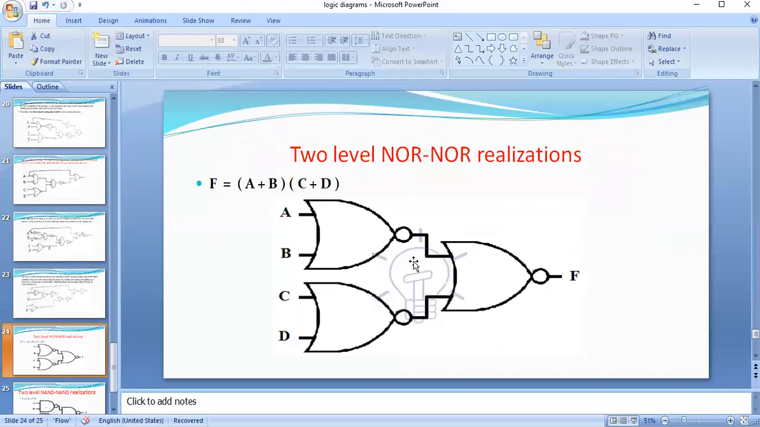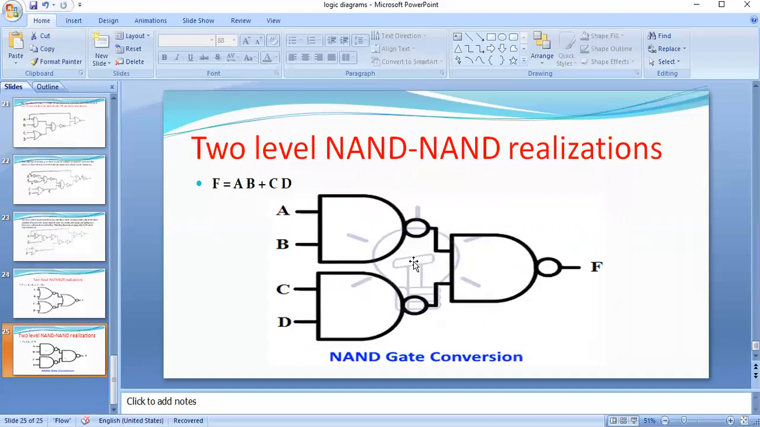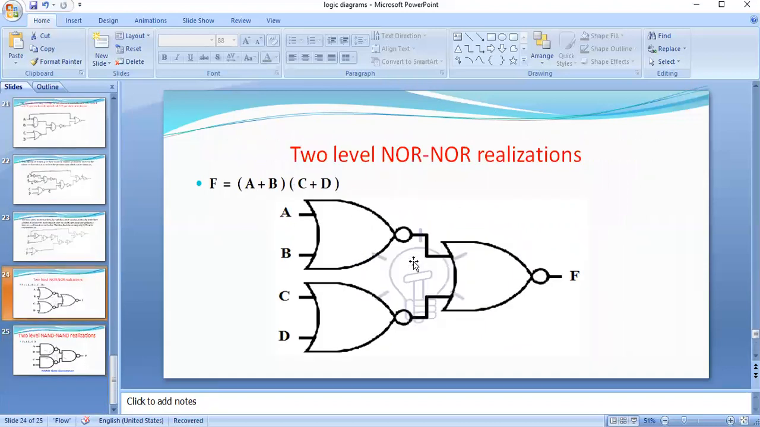Okay, after that, two-level implementations: two-level NOR realizations and two-level NAND realizations. How can we implement a given function into a two-level NOR realization? See here, I'm taking an example. F is equal to (A plus B) into (C plus D). First, what we have to do is just apply a double whole bar.